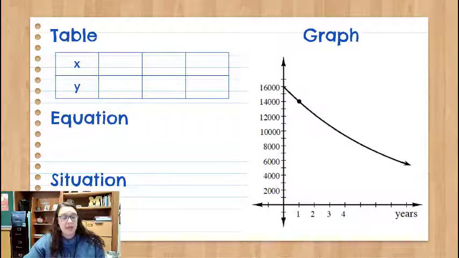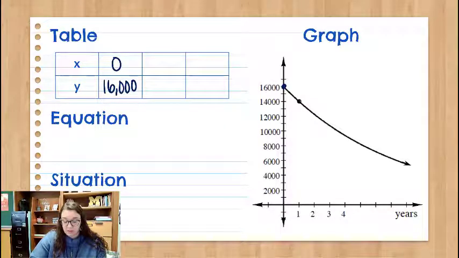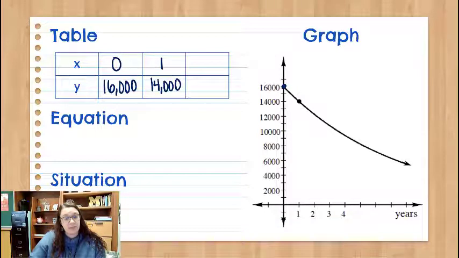The first one, I have the graph given to us and I want the table, equation, and situation for it. So I can tell on this graph there are some points that I can notice. There's a point here at 0, 16,000. I'll put that on my table. There's also a point here at 1, 14,000. And I noticed that the graph is not moving in a linear fashion.